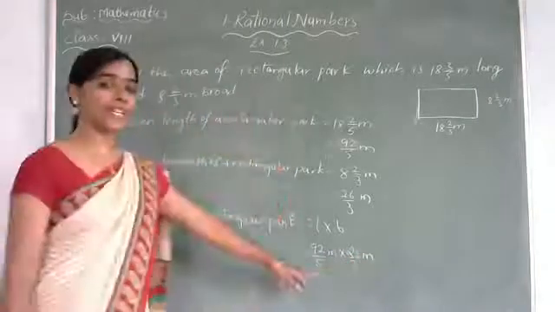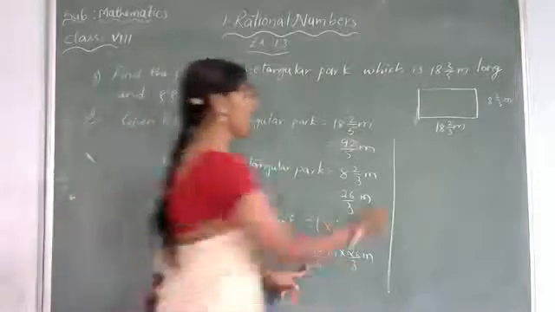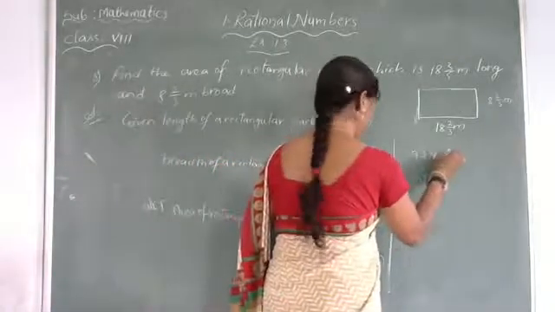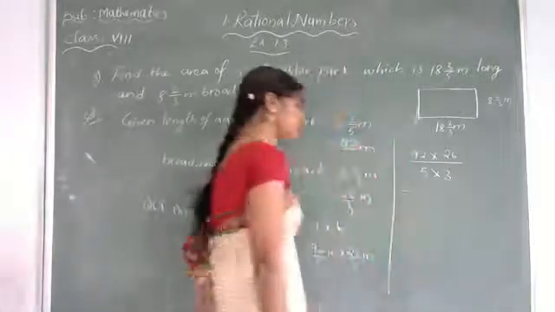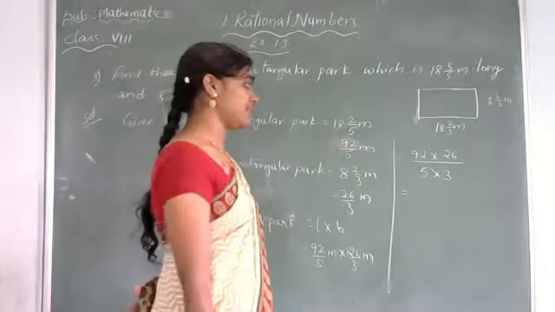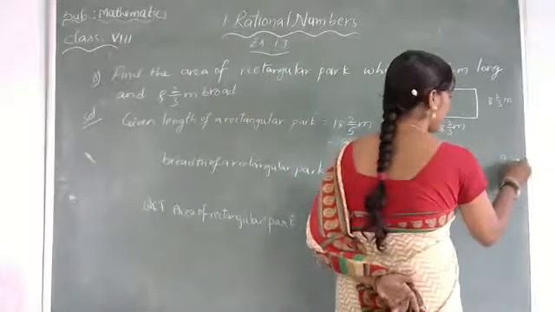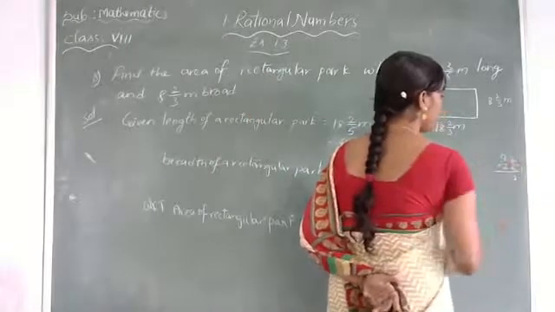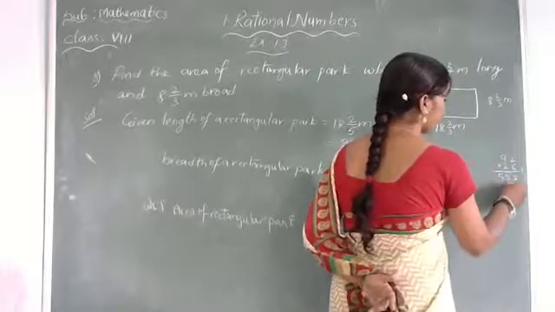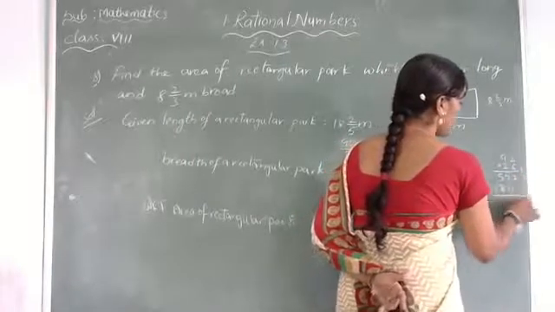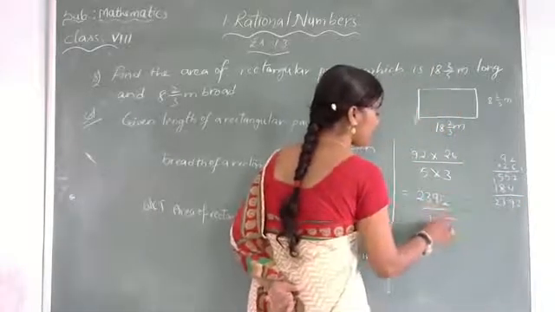What do we have to do, children? Here we have to do multiplication. So numerator 92 into 26, denominator 5 into 3. Any cancellations? No cancellations. So 92 we have to multiply with 26. See children, 6 2s are 12, 6 9s are 54, 55, 2 2s are 4, 2 9s are 18. So 2392 by 5 into 3 is 15, children.